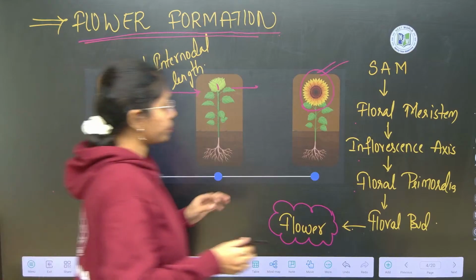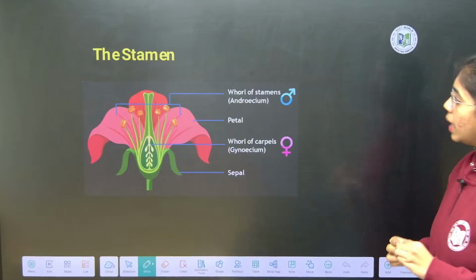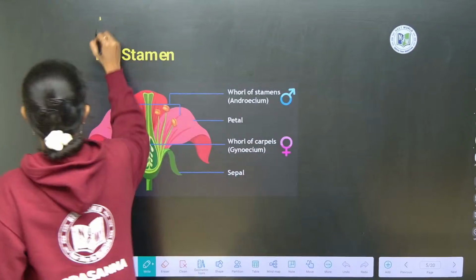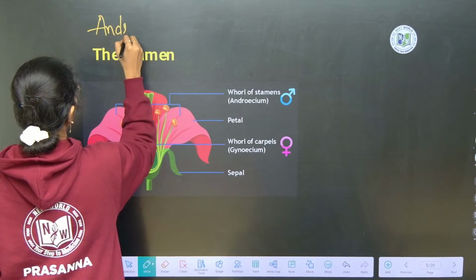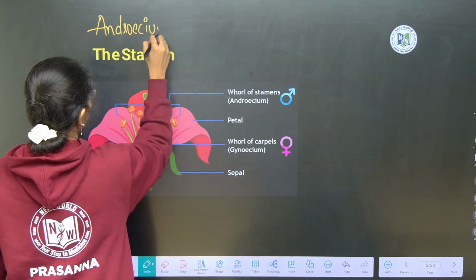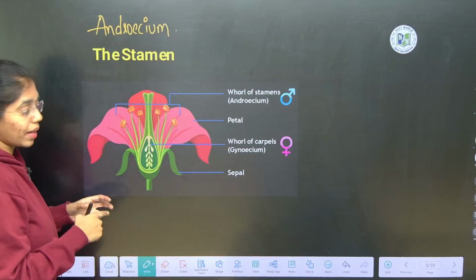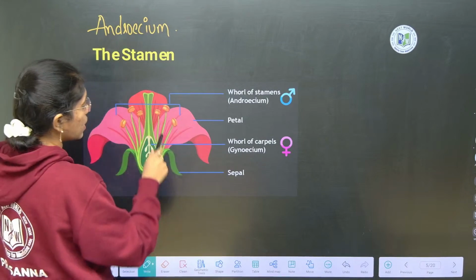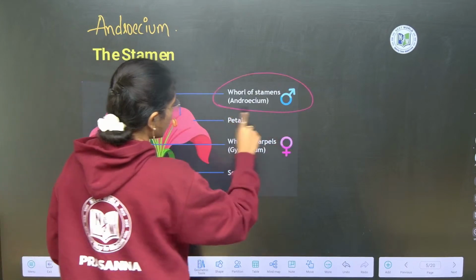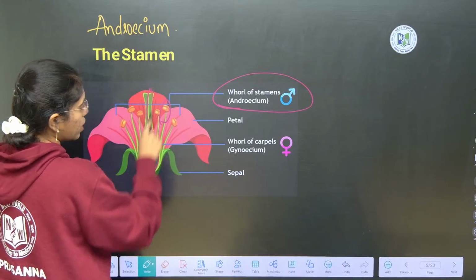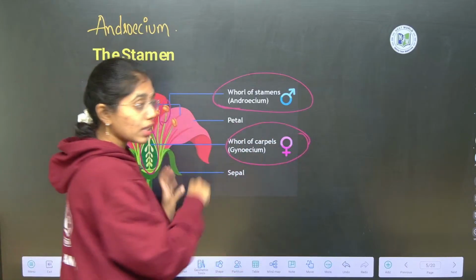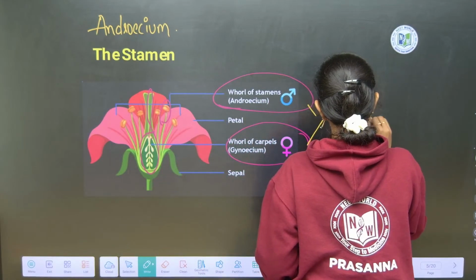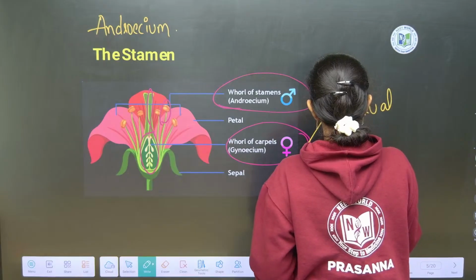Next you see a stamen. Androecium consists of what? Stamens. Each stamen has a bilobed anther and a long filament. Here you can see the male reproductive structure, androecium, and the female reproductive structure, that is gynoecium, present on the same flower. So, this flower is addressed as what? Bisexual flower or monoecious flower.